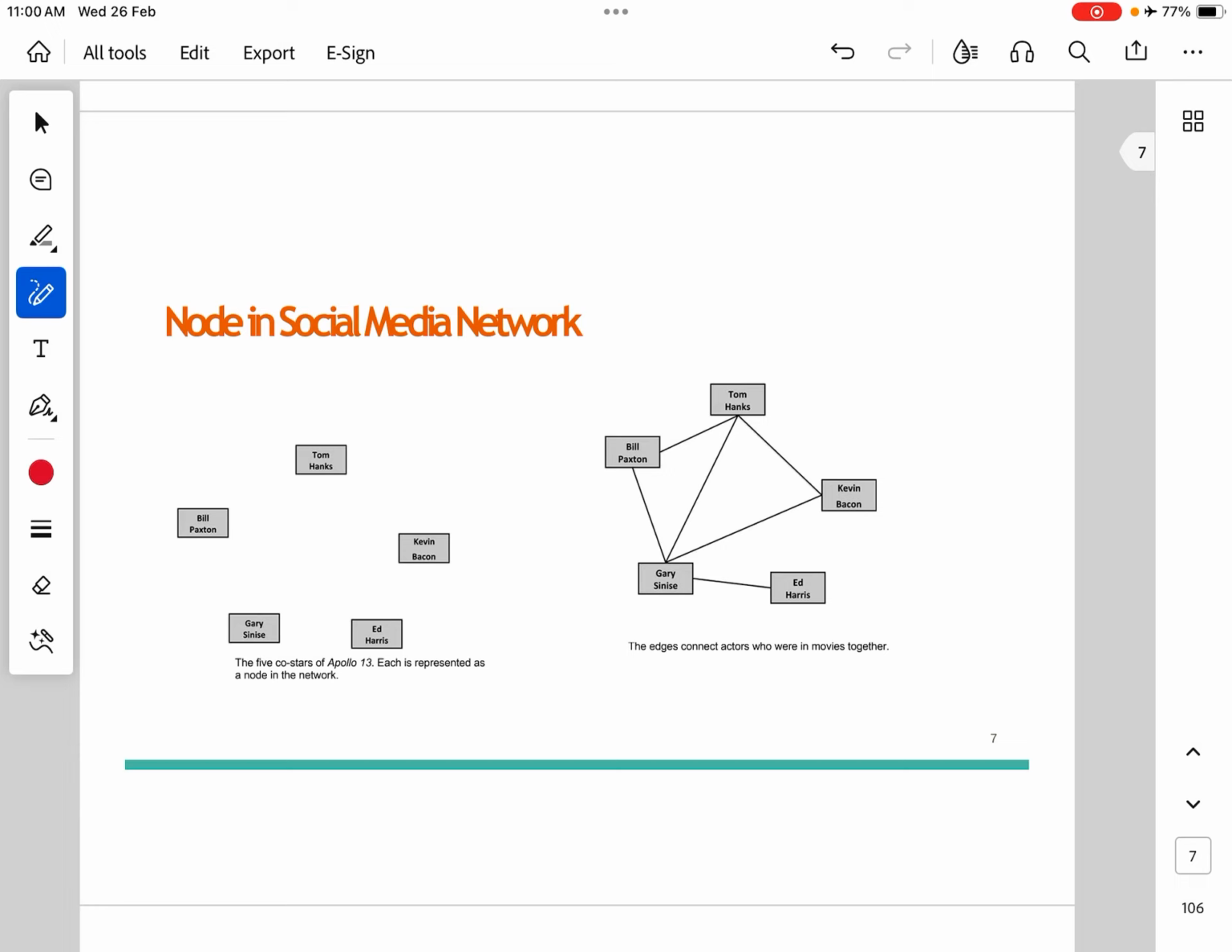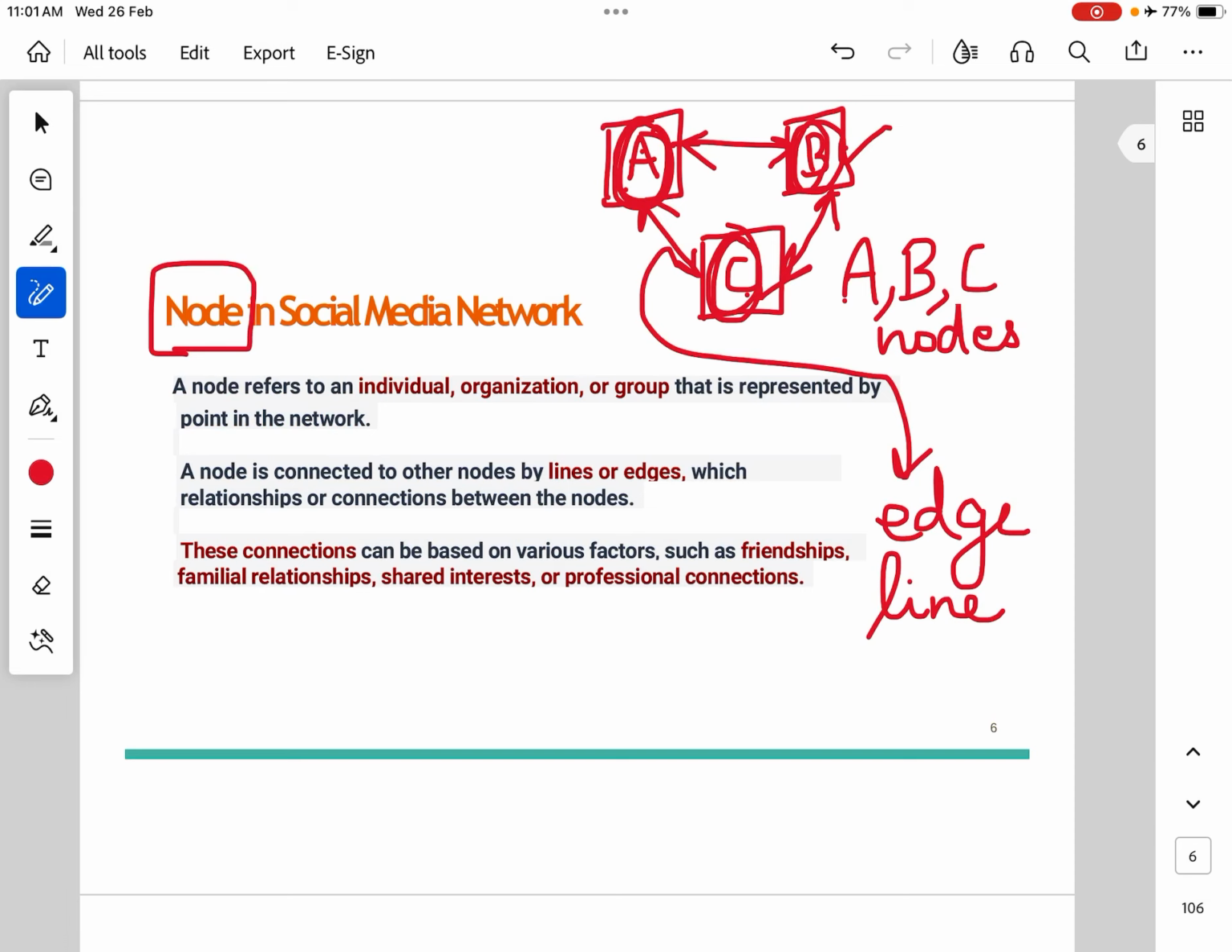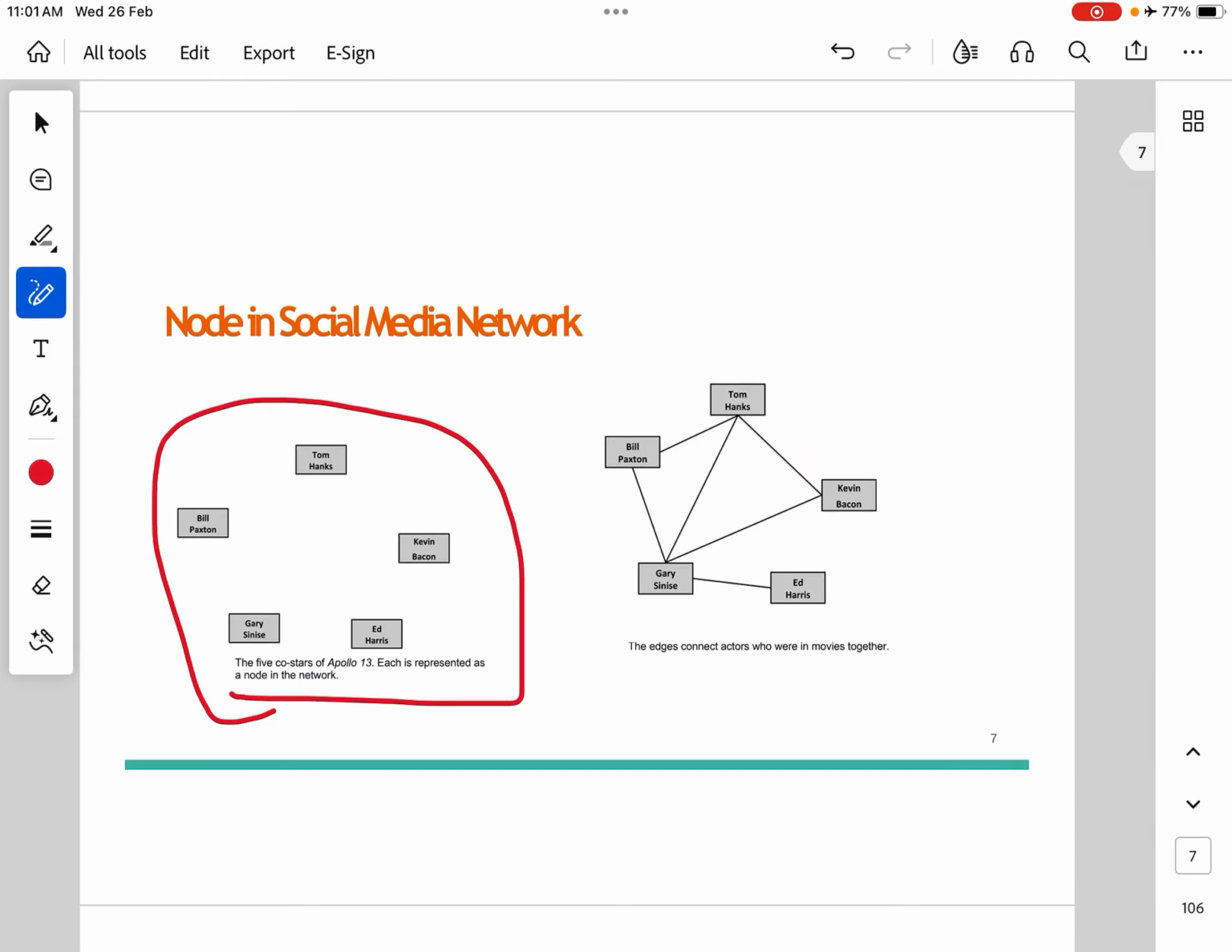Next, nodes in a social network. The 5 co-stars of Apollo 13 are each represented as a node in the network. So what are the nodes? Like I said in this part, A, B and C are the nodes. Here you will find these are the co-stars of a movie named Apollo 13, and these are the nodes.